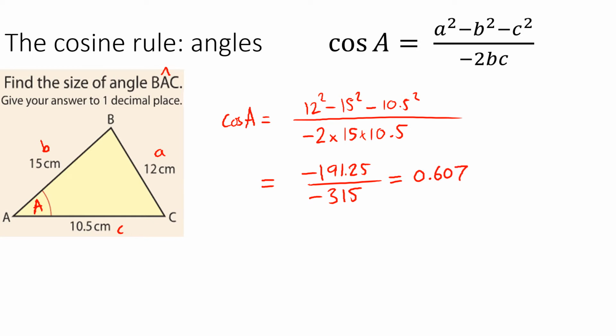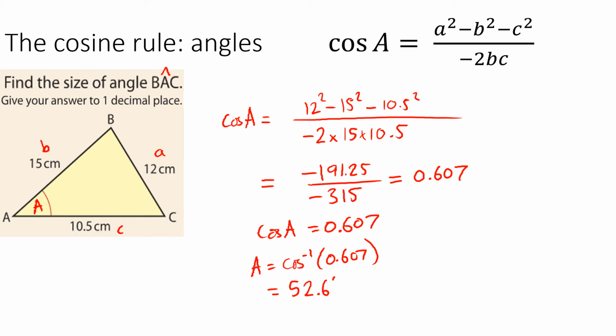But we don't want to find what cos A is equal to. We want to find what the angle is. How do we get rid of cos in this situation? Well, we've done it with SOHCAHTOA, we've done it with the sine rule. We use shift cos, or inverse cos. So we are going to do cos minus 1 of our 0.607, and we're going to get 52.6 degrees. Seems straightforward enough.